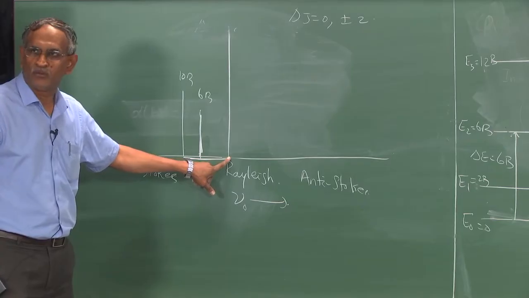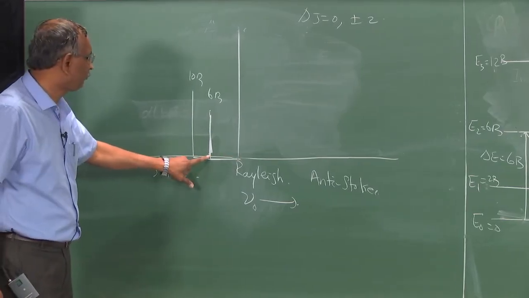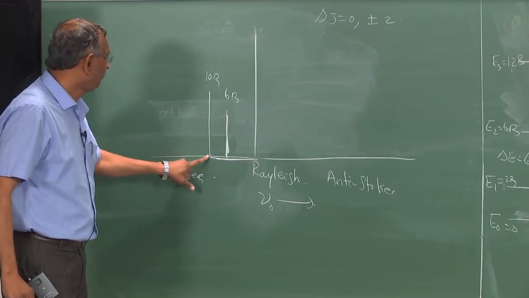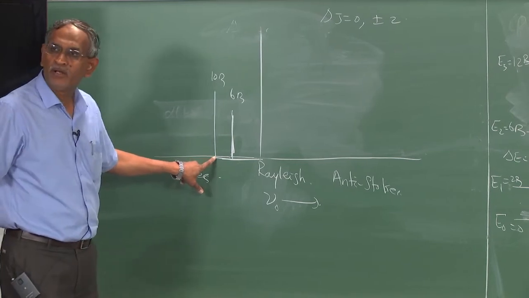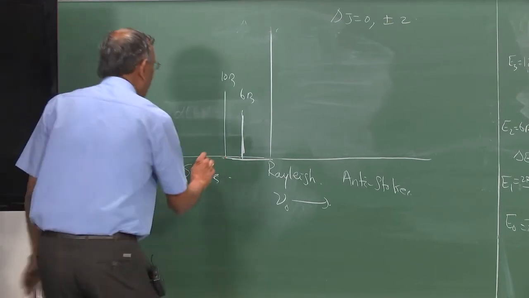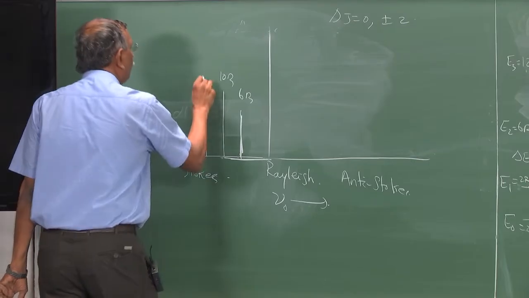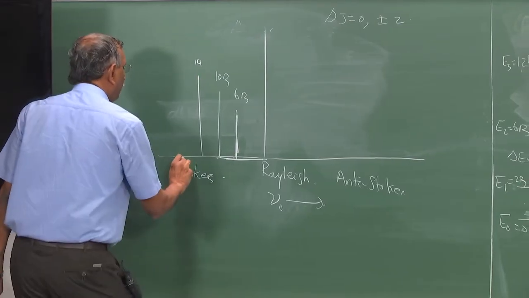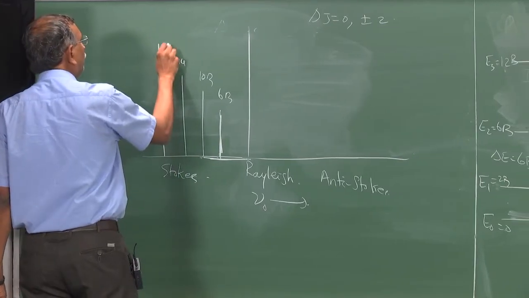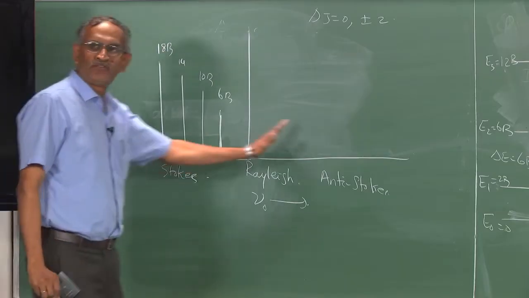At this point J is 0. Therefore, J is equal to 0 to J is equal to 2. Then this is J is equal to 1 to 3. And then the next line is 14B, 18B, and so on. What about on this side?